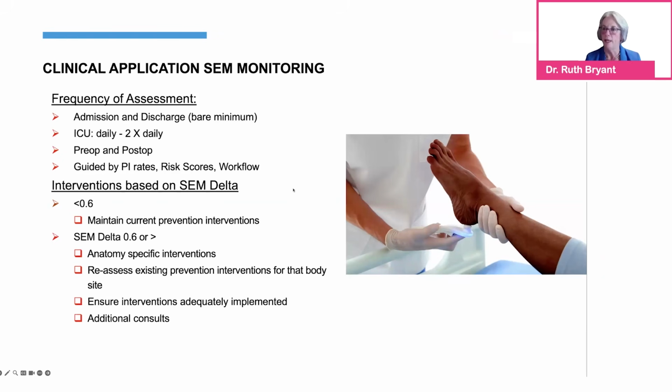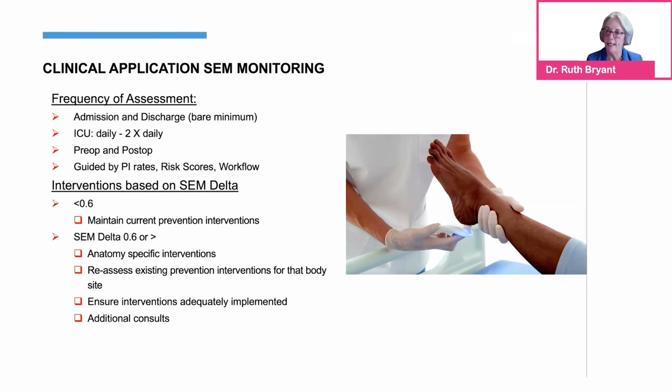So the question then becomes, okay, we have clinical application. How do you do this? When do you do it? How often do you do it? The frequency of assessment that I recommend, and that I think bears out in the literature, and there's more research being done on some of these frequency determinations, is admission and discharge, bare minimum. Any patient coming in, especially if they're coming from long-term care or from another institution, and a discharge so you can validate that your patient is not leaving with a condition that you might be charged with having occurred on your watch.